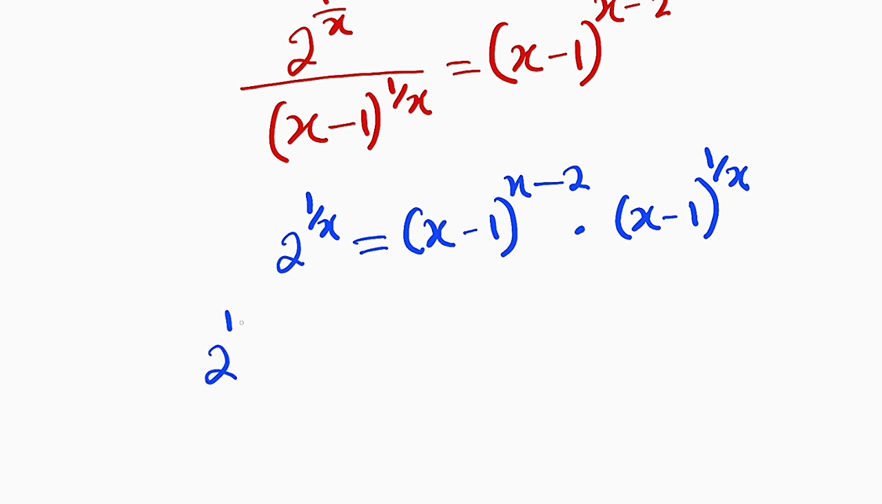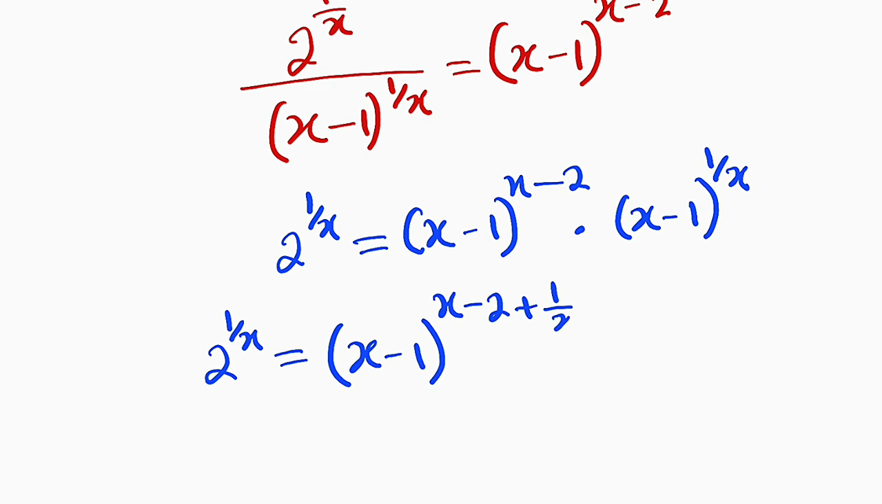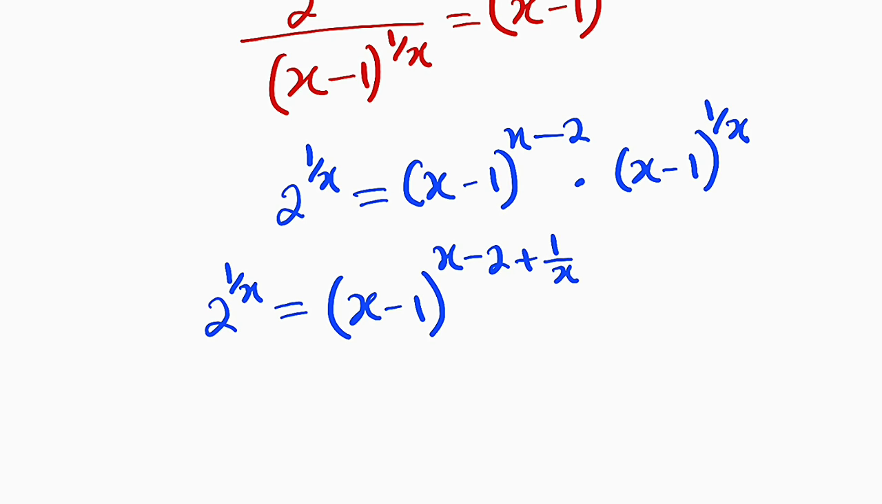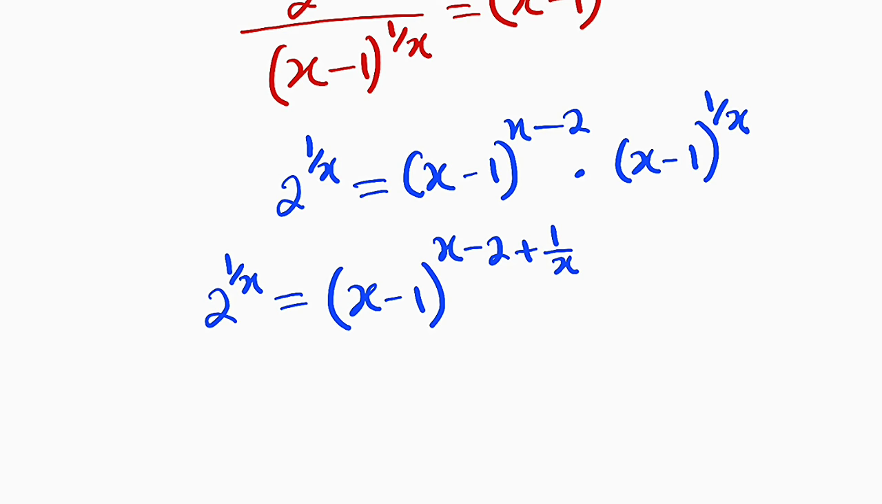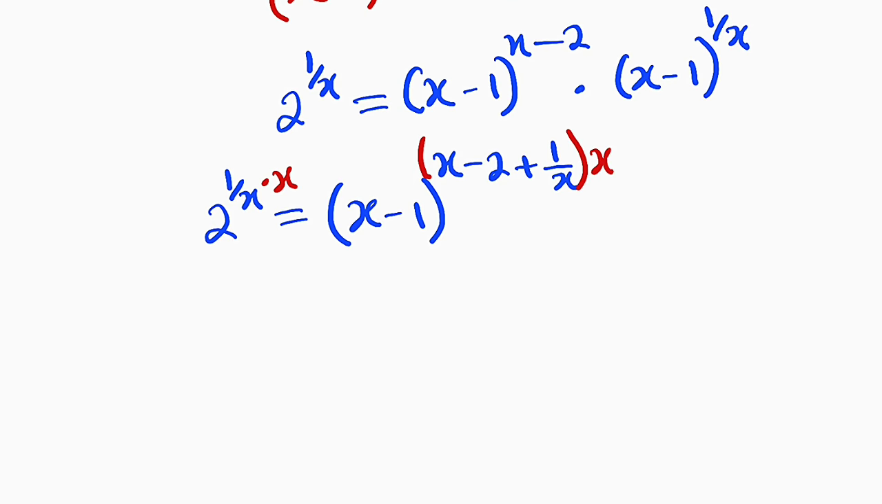So this is 2 raised to the power of 1 over x equal to a base, which is x minus 1, to the power of x minus 2 plus 1 over x. Next, I would like to multiply both exponents by x. If you multiply this by x, you have to multiply the whole of this by x, so that this x will cancel this x. On the left hand side you have only 2, and this is equal to x minus 1 raised to the power of what?